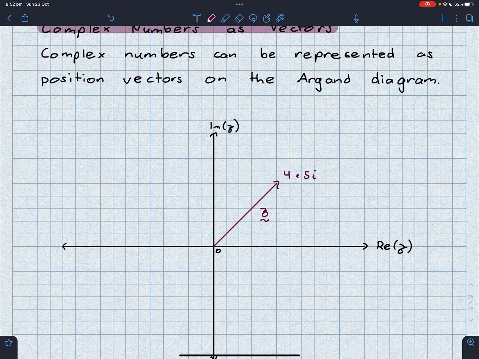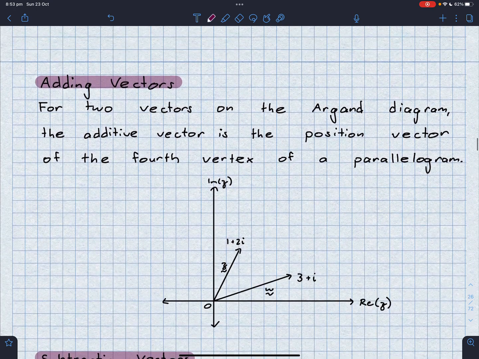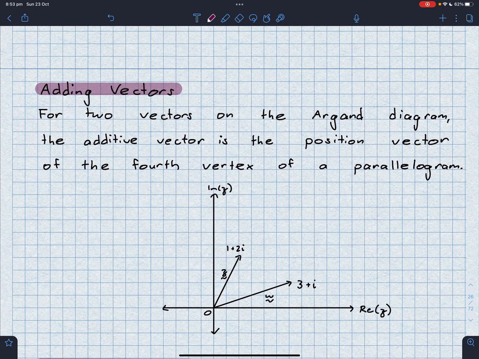So, let's have a look at adding our vectors. For two vectors, if I'm adding them, then the position vector that I get is actually the diagonal of the parallelogram that we form. So if you know anything about vectors, you know that if I'm adding them, I just take one vector and put it head to tail with the other.